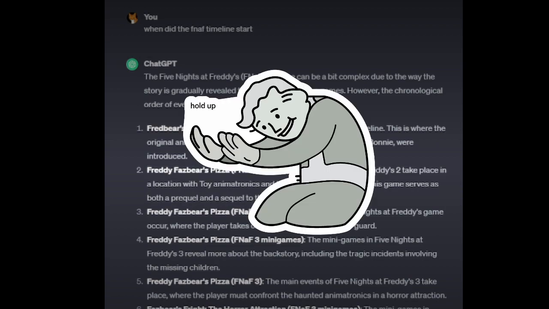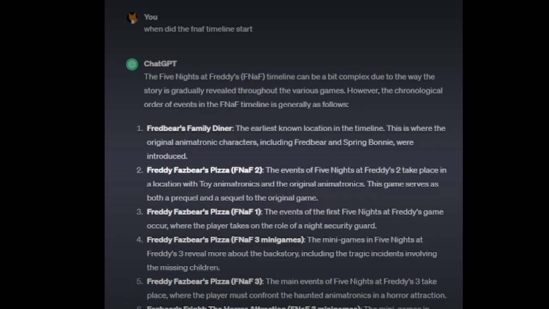Okay, wait. Okay, so this might be a bit wrong, but this might also be a bit right, too. The events of the first Five Nights at Freddy's game occur where the player takes on the role of... Okay, so you're just giving me the gist of each game.